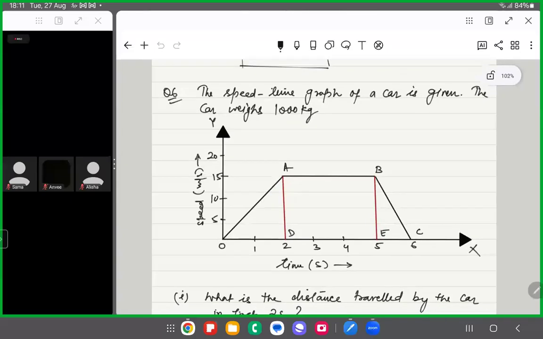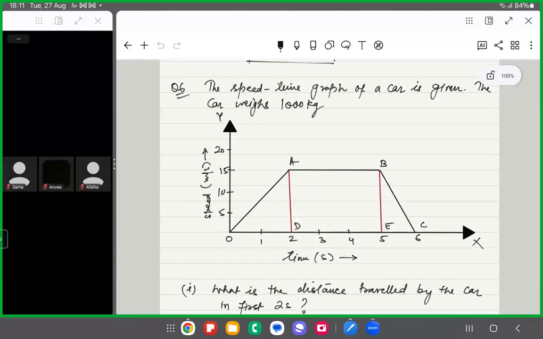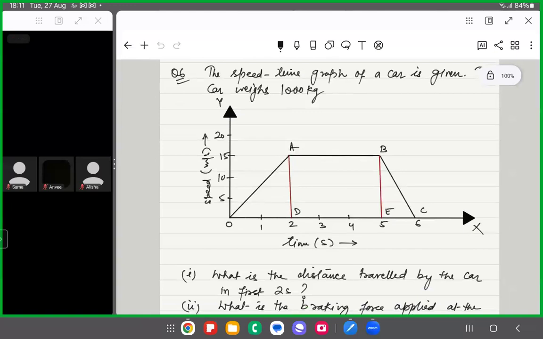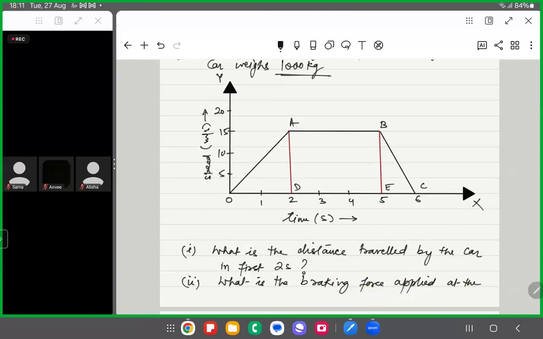So first look at the question. There is a graph given here, the speed time graph, right? In question number 6, there is a speed time graph which is given, and the weight of the car is 1000 kg. You can see there are 3 portions of the graph: O to A, A to B, and B to C, right? This portion, and this portion.